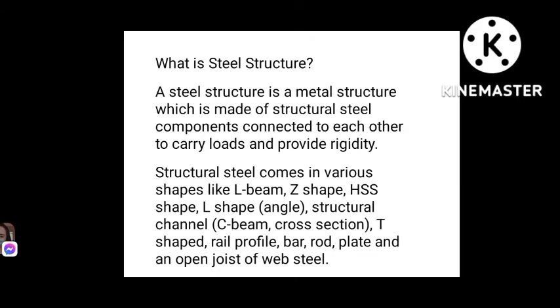What is steel structure? A steel structure is a metal structure which is made of structural steel components connected to each other to carry load and provide rigidity. Structural steel comes in various shapes like I-beam, Z-shape, HSS shape, L-shape angle, structural channel or C-beam, cross section, T-shape, rail profile, bar, rod, plate, and open joints of web steel.